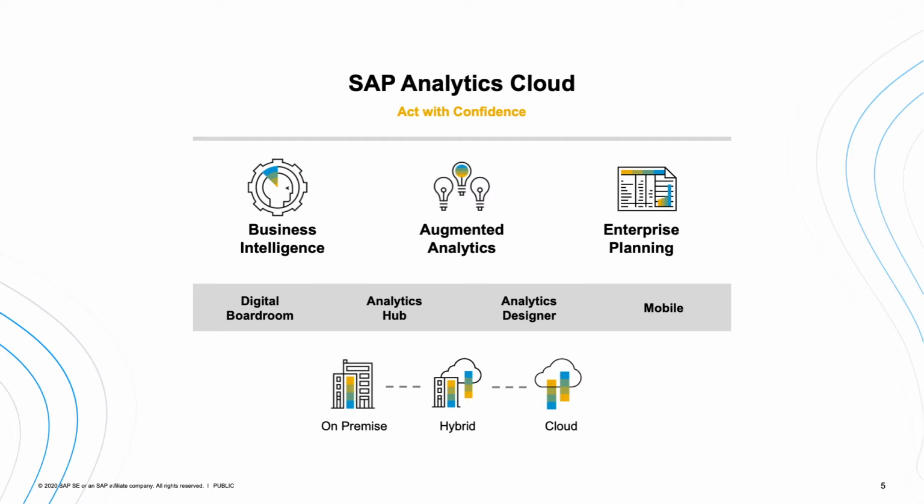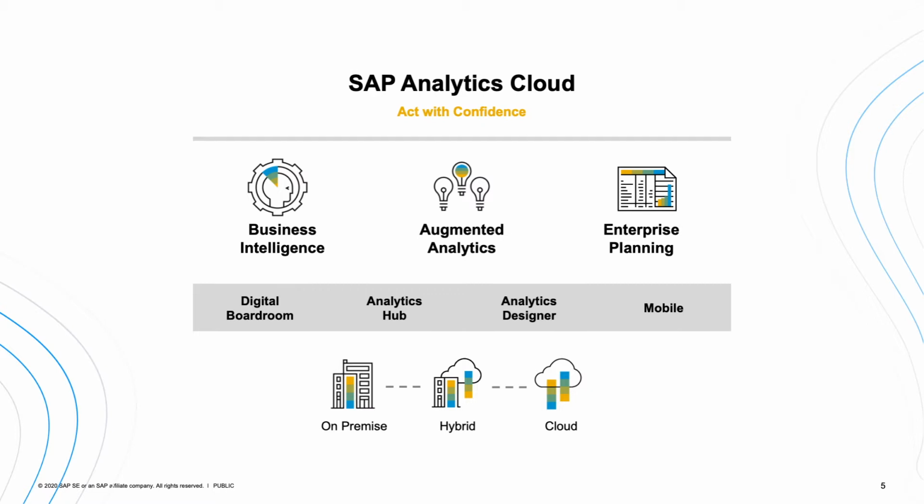We have augmented analytics that will help you with some smart capabilities, smart insights, smart discoveries, and we also have planning capabilities. And these different capabilities are based on different data sources. Here within SAP Analytics Cloud, we support on-premise data sources like BW, like HANA, and we also support hybrid data sources and also pure cloud data sources.